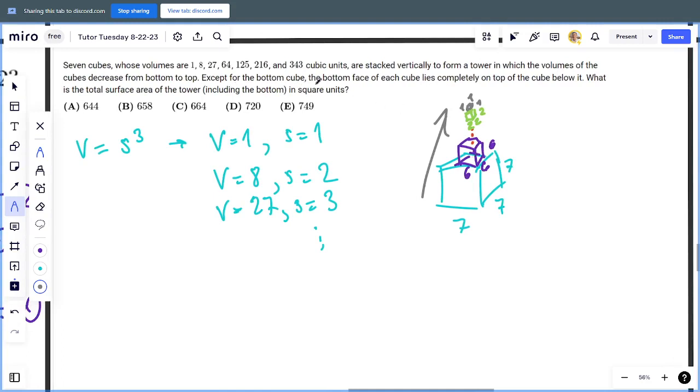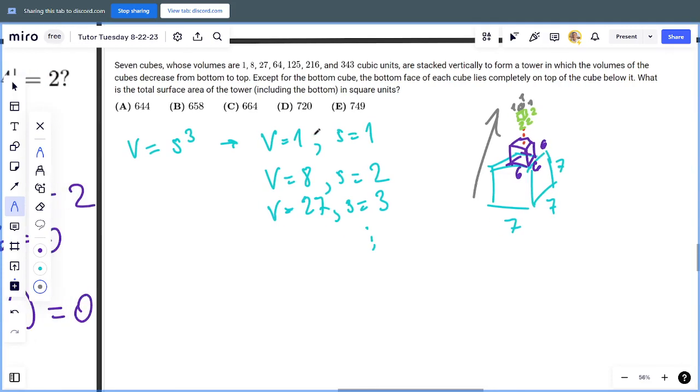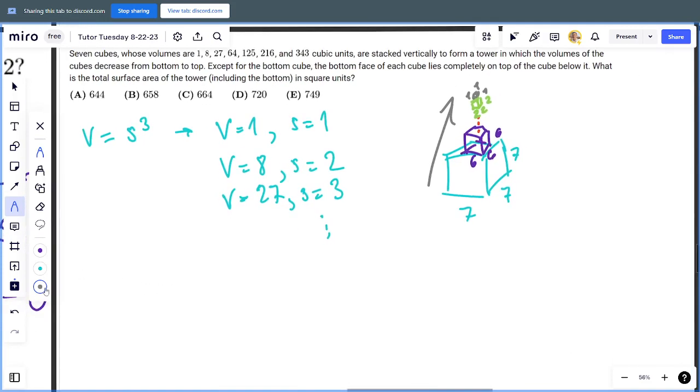Except for the bottom cube, the bottom face of each cube lies completely on top of the cube below it. What is the total surface area of the tower, including the bottom, in square units? Seems kind of simple. What we could try to do is find the surface area of all the cubes, up to the 7 by 7, and then subtract off whatever part is obscured.